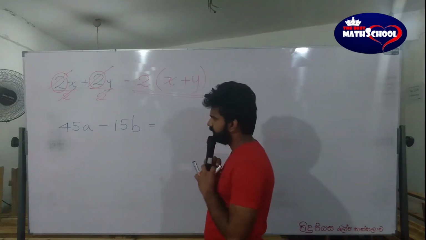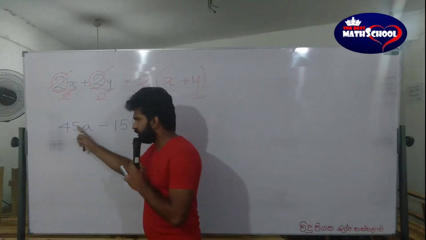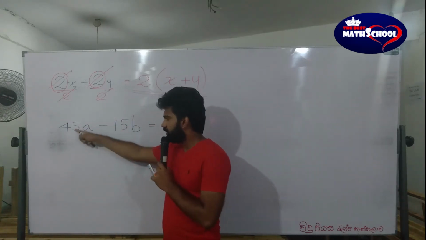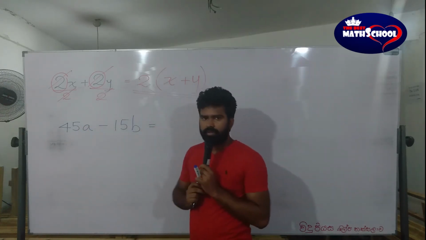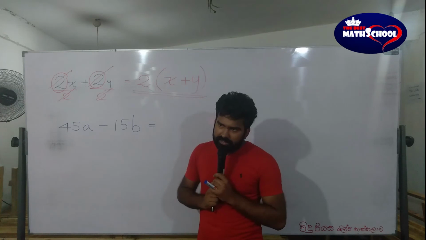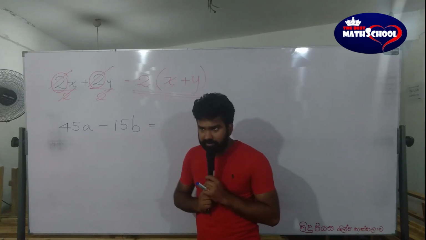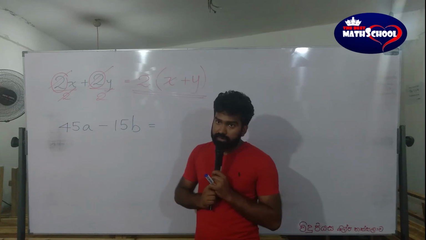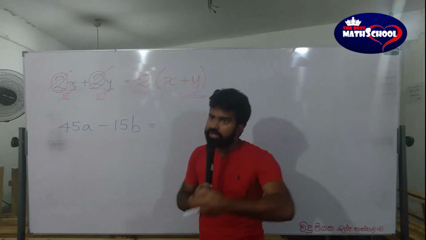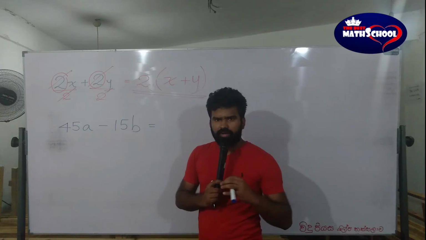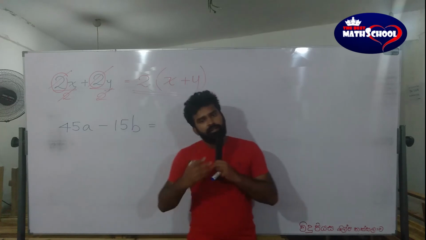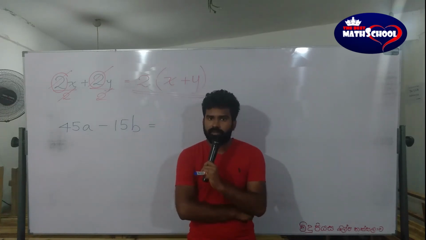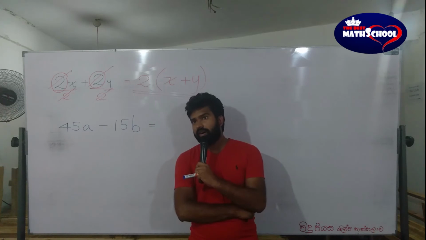Now, first of all, check the two numbers, that means the coefficients. So check those two and take the common thing out. Right? When taking the common thing out as a factor, be careful because you should take the highest common factor out, not any other number. There might be hundreds of common factors, but you should take only the highest common factor.